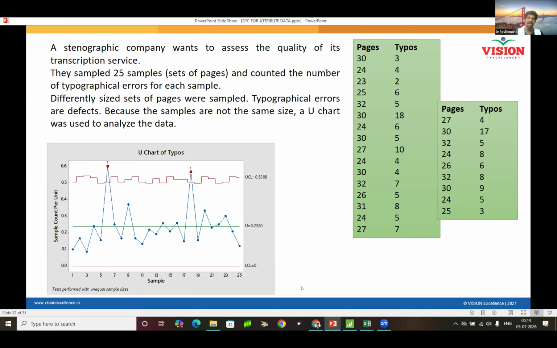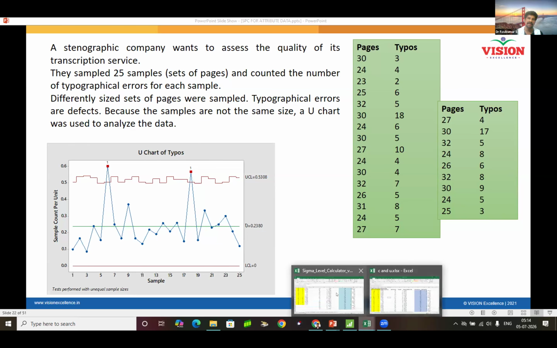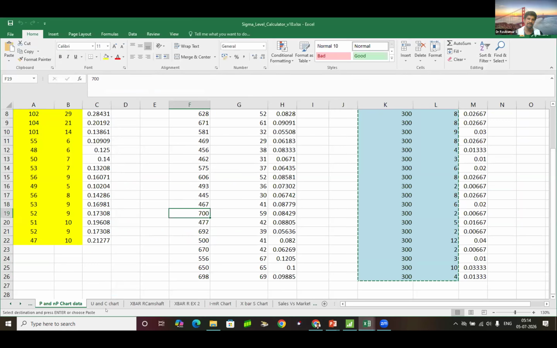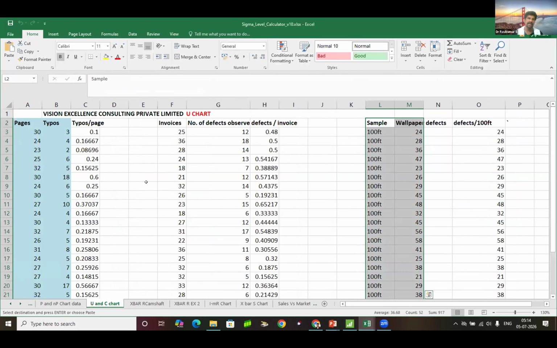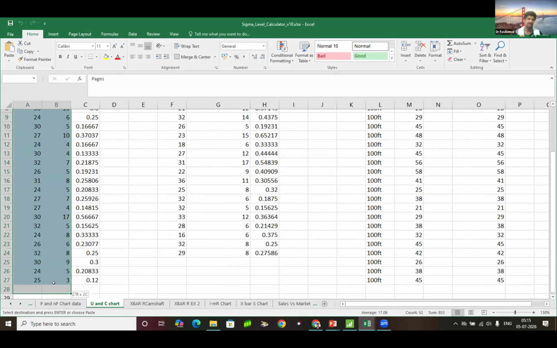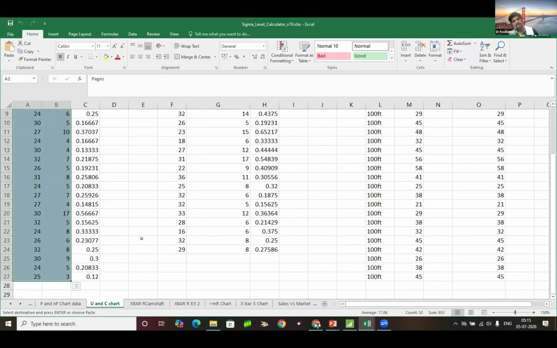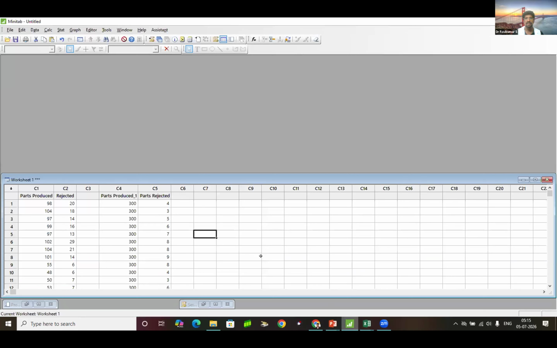Now let us go to the sigma level calculator, or the chart which I have shared with you. You have the U and C chart, in which you have the pages and the typographical errors. Guys, do you have this page which I am showing you on the screen? Copy this and paste it in columns C7 and C8, so it will be easy for us to identify while we are generating the chart.